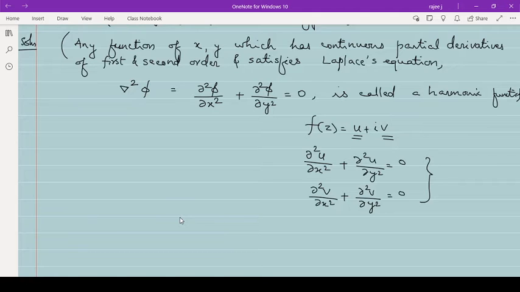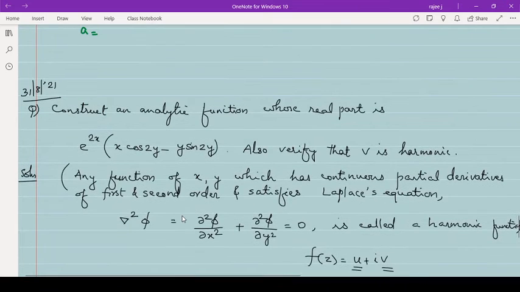So to check whether a function is harmonic or not, we find the partial second derivatives of the given function and substitute them here, and if we get 0, then they are harmonic functions. The real and imaginary parts of an analytic function are always harmonic. Both of these will always be harmonic, so in turn f also will be harmonic.